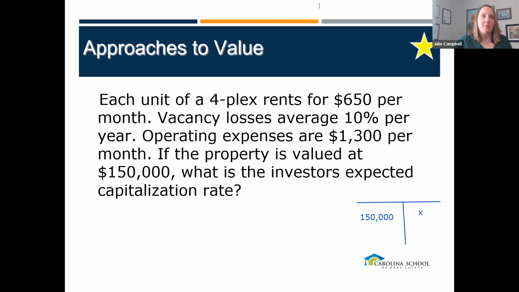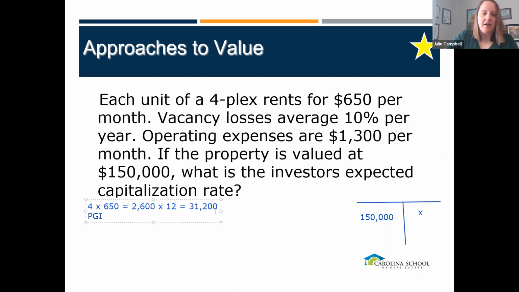If I have a fourplex, how many units is that? That's four units. Each unit collects $650 per month. So how much can I collect each month? Each month, I will collect $2,600 in rent. This problem is solved annually. So if that's my monthly rent, then I can get an annual rent of $31,200.